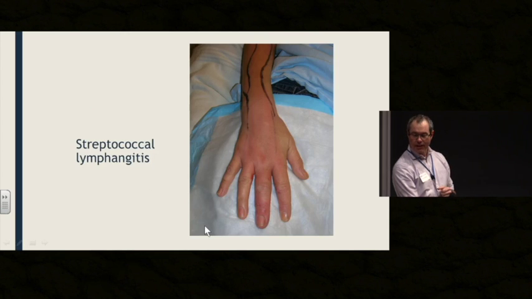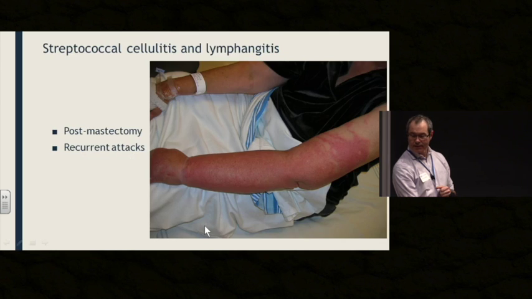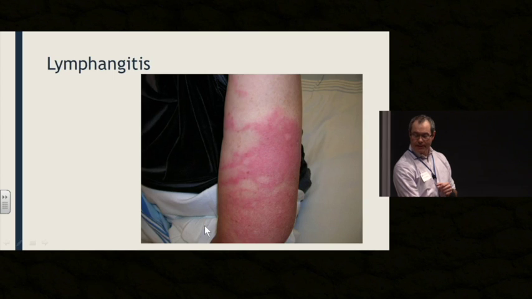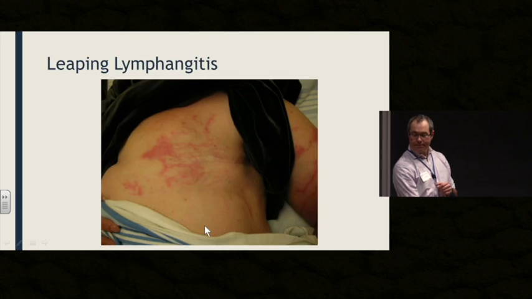There's the lymphangitis. You've all seen lots of lymphangitis. This is a typical kind of patient who's post-mastectomy axillary node dissection with streptococcal lymphangitis in her arm. Great example of it. There it is, spreading out all the way across her chest.